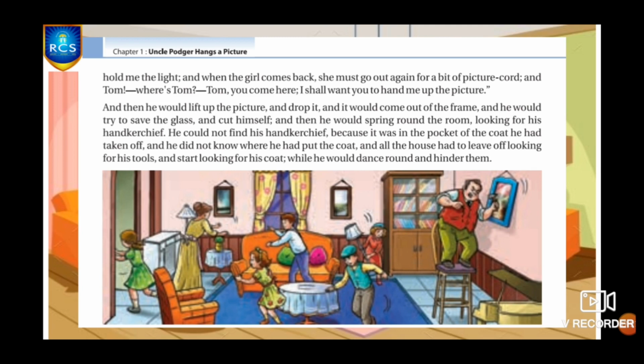Okay, the picture would come out of the frame, and in order to save the glass, he cut himself, his hand cut with the help of that glass. And then he would spring round the room. He would be seeing here and there around the room for his handkerchief, but he could not find it as it was in the pocket of the coat he had just taken off, and he did not know where he had put the coat. Now he will be ordering all the others in the house to find his coat. Others will stop looking for all his tools and they will be looking for his coat once again. And while they are looking here and there, he would be dancing round and disturbing them, right?